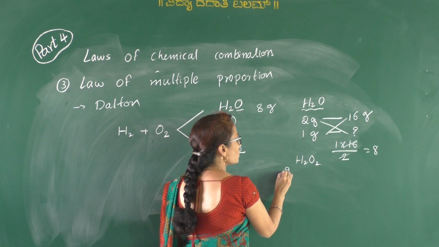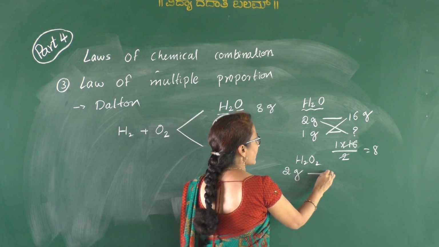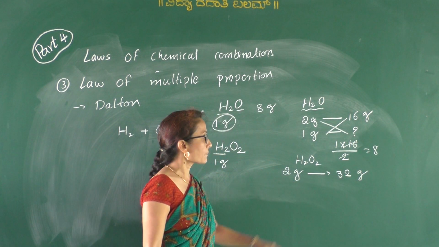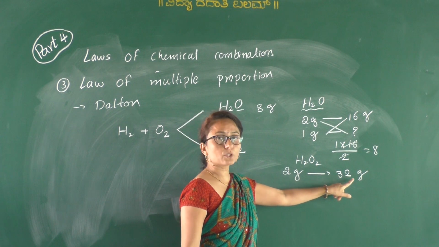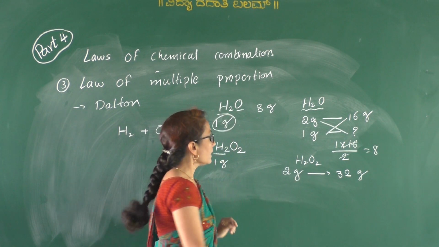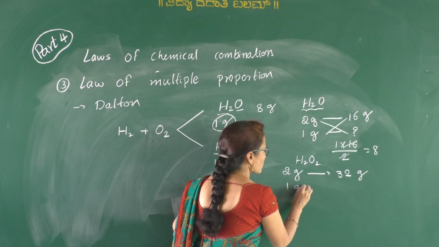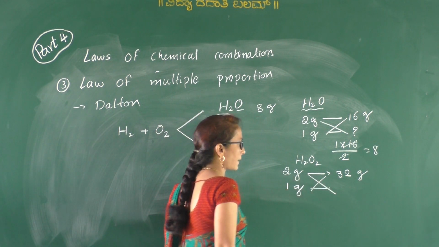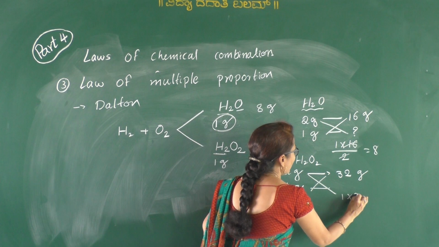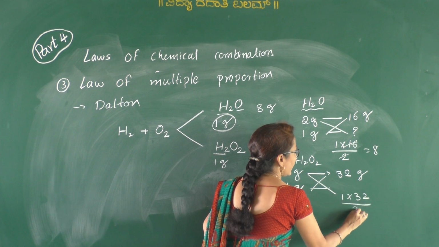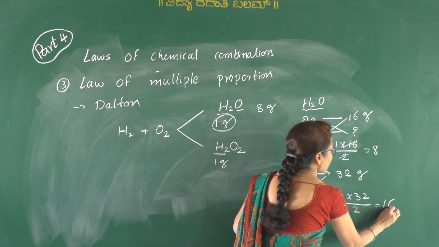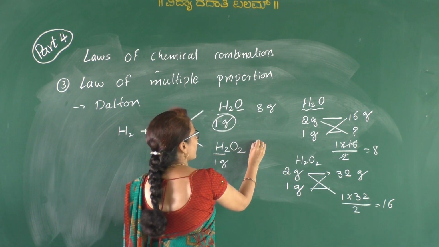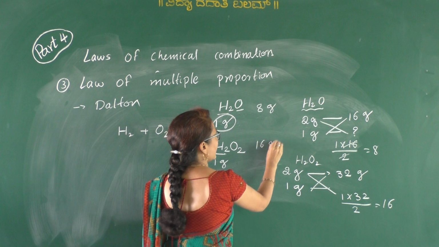So 2 grams of hydrogen combines with 32 grams of oxygen, is it? So 2 grams of hydrogen, 32 grams of oxygen. If you have taken 1 gram of hydrogen, then how much mass of oxygen? Cross multiply. 1 into 32 divided by 2, that is equal to 16. So therefore here the mass of oxygen is 16 grams.